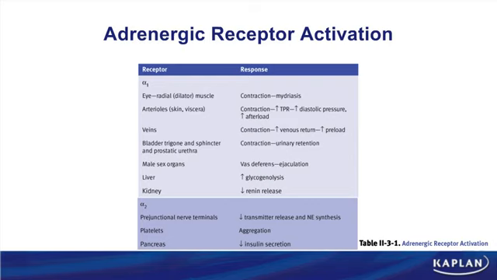Let's start with the eye. This is a must-know, that stimulating alpha-1s in the eye are going to stimulate the radial muscle to contract, leading to mydriasis. If you stop and think about that effect clinically, we've already discussed that you can use an alpha-1 agonist for a dilated eye exam. You get mydriasis without cycloplegia.